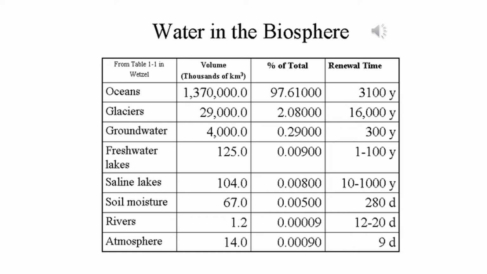Interesting chart here. While the ocean has 98%, 97.6 to be exact, of the water, nearly all living things on land can only drink fresh water, which is the remaining 2%. And most of this, you can see, comes from glaciers, with some from groundwater, and smaller amounts from fresh water, rivers, and the atmosphere itself.